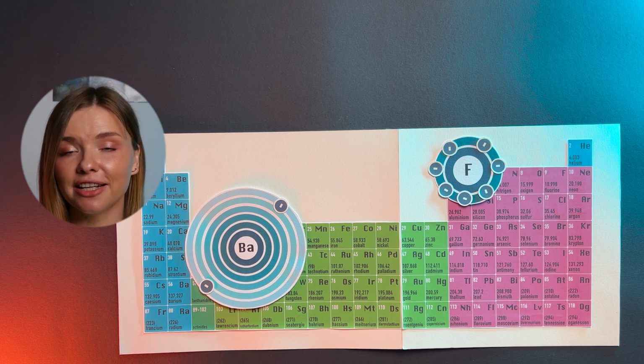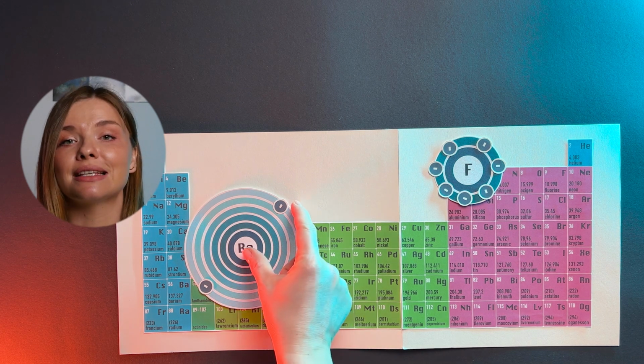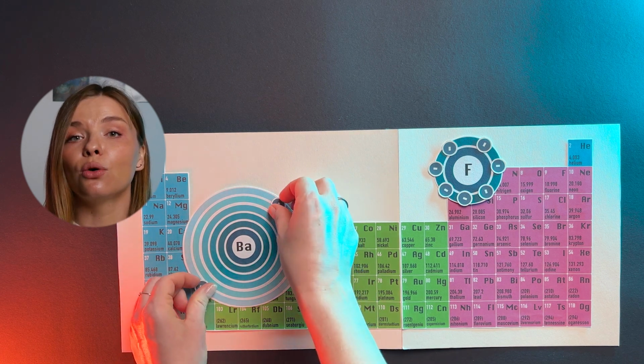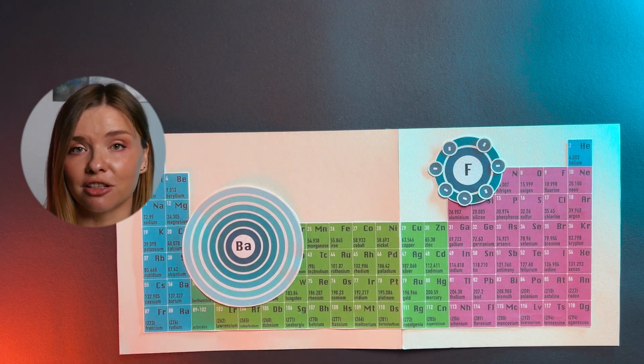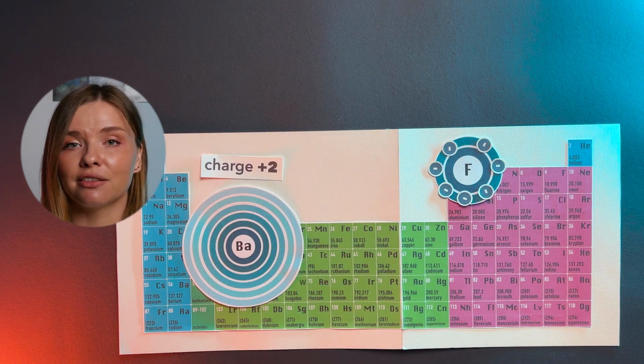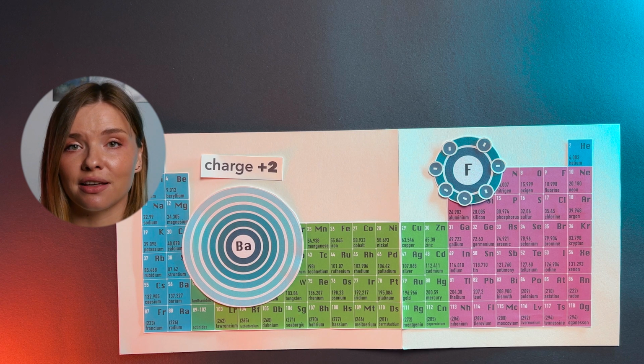Barium has many layers of electrons, so its nucleus weakly attracts its 2 valence electrons. They easily detach and go to other atoms in chemical reactions. And now we already know that the easier an element gives away its valence electrons, the stronger its metallic properties.